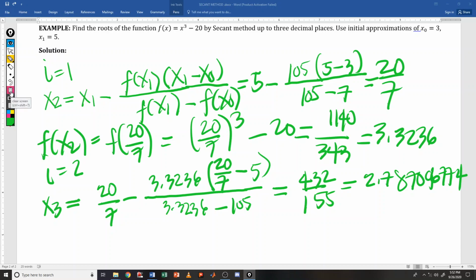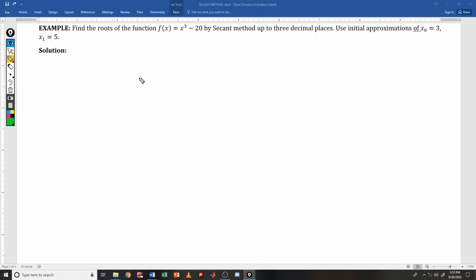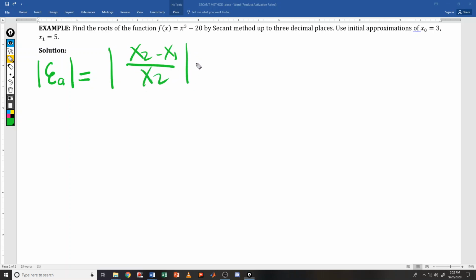Okay. Also, you can get the error of x1, x2, and x3 using the following formula: the absolute value of the error, x2 minus x1 over x2, times 100. For x2 minus x1 we get 75%. So as you can see, the error is very large.